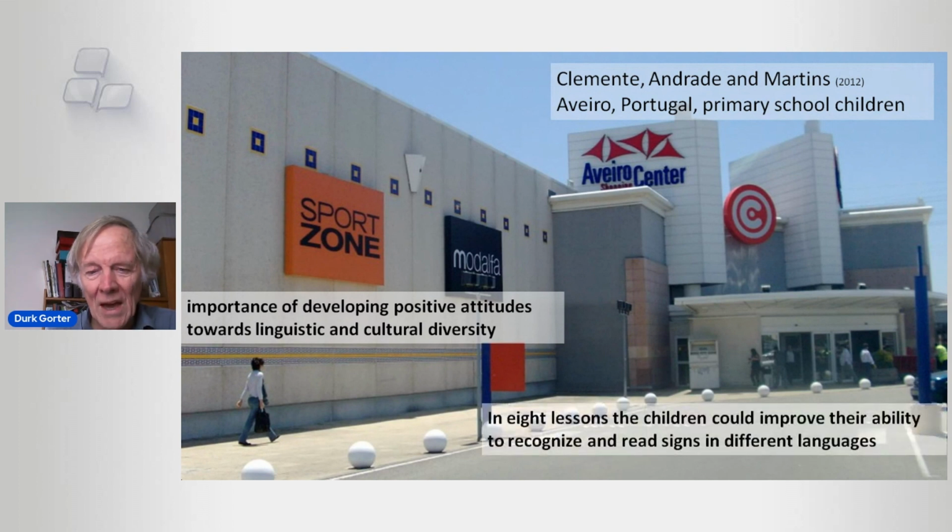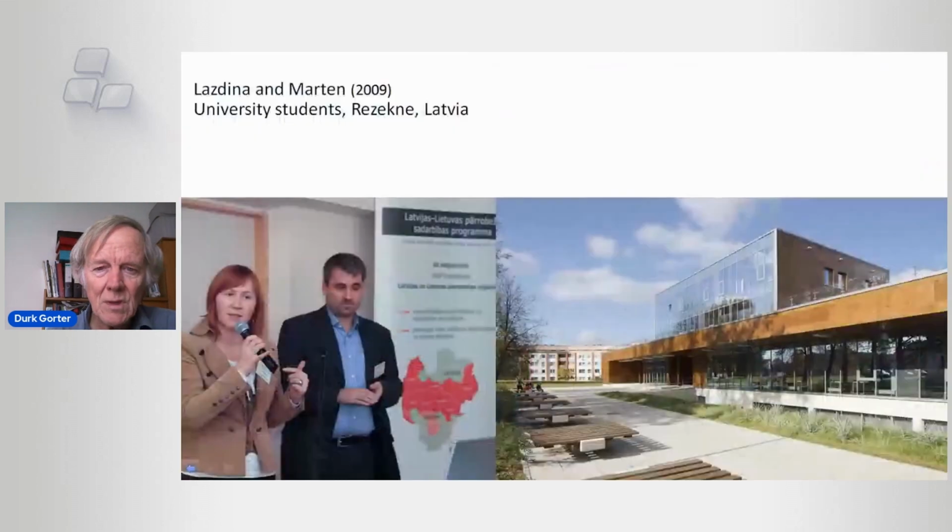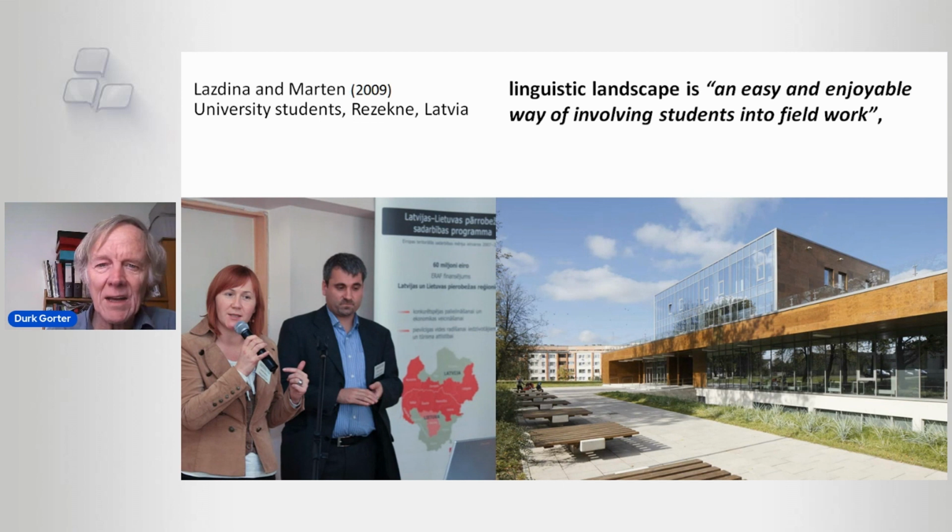And they taught them 8 lessons for these children so they could improve their ability to read the signs, to decipher the signs in different languages, and to appreciate the signage much more. Another example was by Lasdina and Martin, who were working not with primary school children, but with university students in Latvia. And they found that the linguistic landscape is an easy and enjoyable way of involving students into fieldwork.